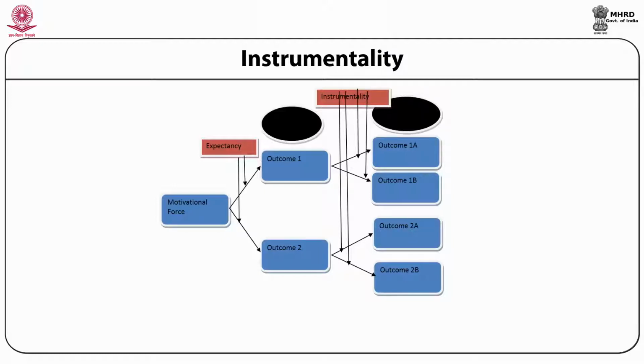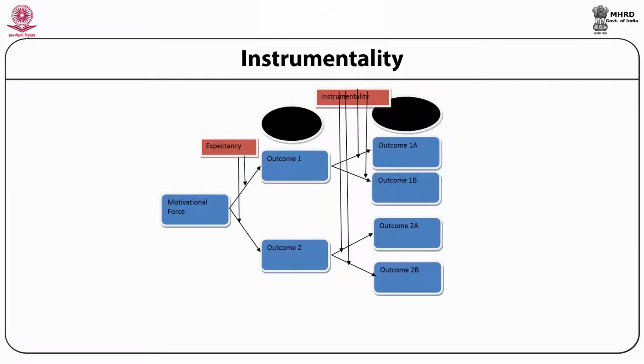Second variable is instrumentality. Instrumentality is also called performance reward probability. Instrumentality is the expectation of an individual that his performance will lead to the desired reward associated with the performance. Instrumentality also varies from 0 to 1. Instrumentality will be positive if an individual believes that after achieving the desired level of performance, he will get the rewards associated with it. Whereas instrumentality will be 0 if a person believes that the desired level of performance will not lead to the desired rewards.